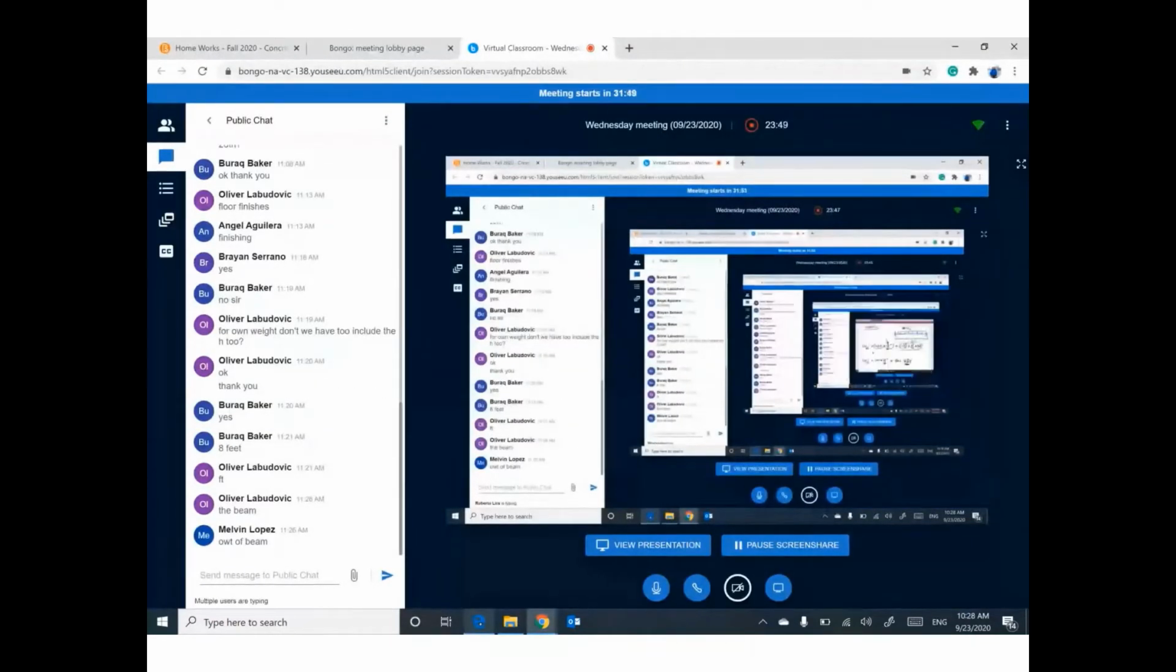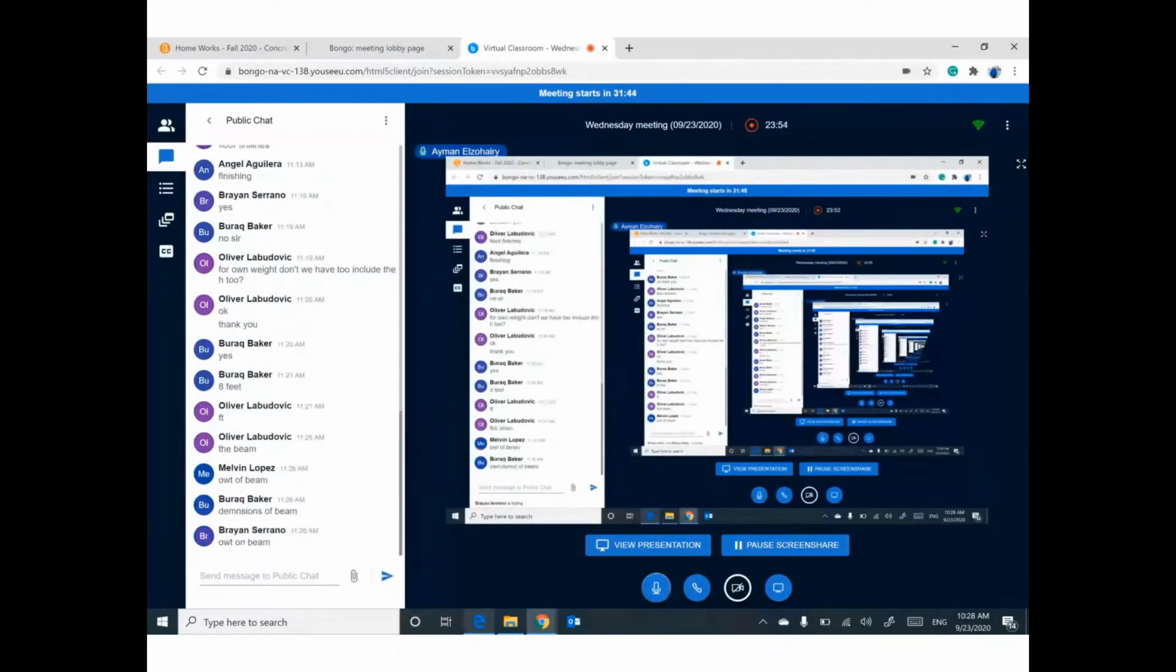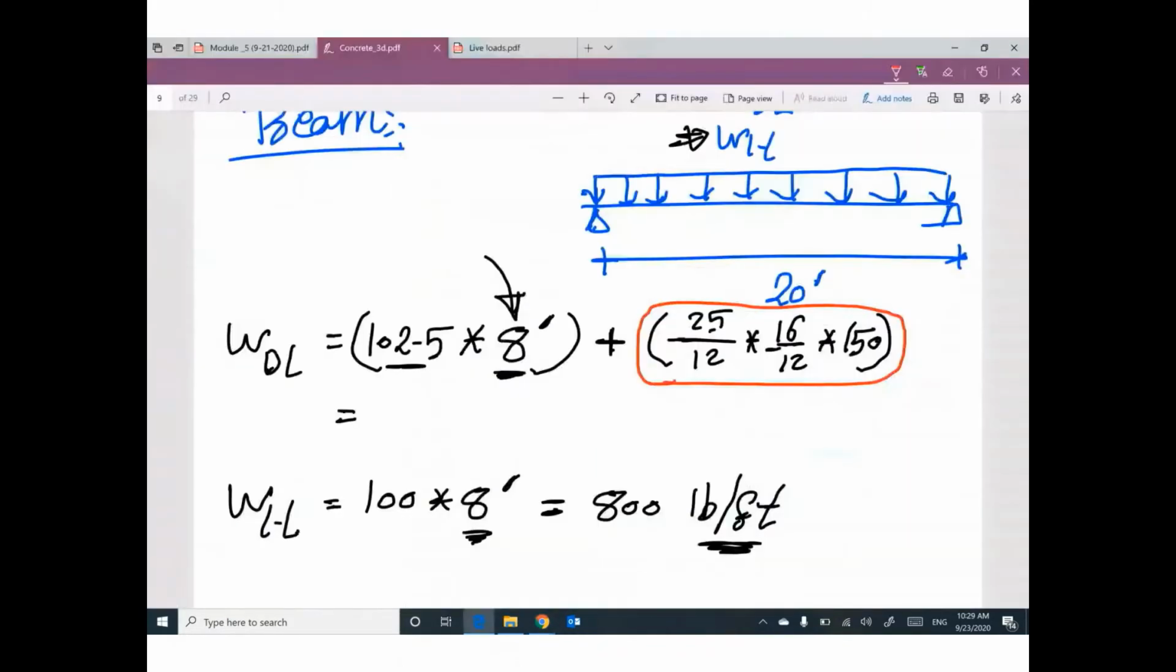Oliver, you are good. Melvin, you are good also. I need a specific answer on weight of the beam, on dimension of the beam. All of you are correct, but I need a specific answer. Oliver, you should figure it out. Okay, if you are saying on weight of the beam, but the beam overall depth is 30 inch. So why I used only 25?